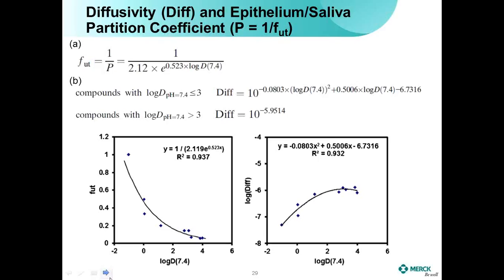In this study we tested about 10 model compounds, using pig buccal and sublingual tissues, and did an in vitro formulation assay. Based on the assay results, we used the model to estimate the partitioning coefficient and diffusivity, and we built a correlation of diffusivity and fraction unbound in tissue, or the partitioning coefficient, with the log D value.